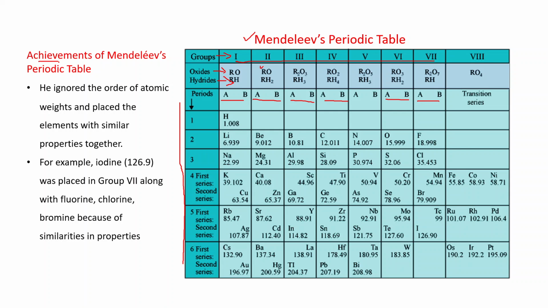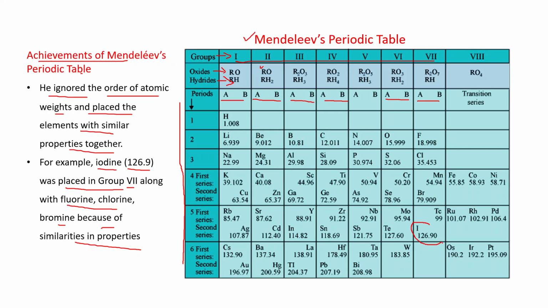Now some achievements of Mendeleev's periodic table. He ignored the order of atomic weights and placed the elements with similar properties together. For example, iodine, atomic weight 126.9, was placed in group 7 along with fluorine, chlorine and bromine because of similarities in properties. Now you just find this iodine in this periodic table.